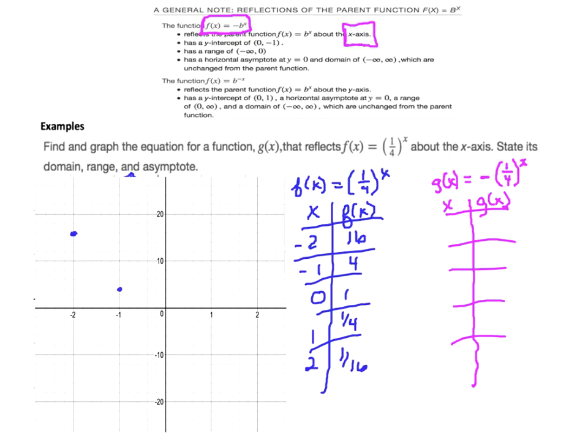-1, 4, 0, 1, 1, 1/4. Oops, that's not 1. 1, 1/4, 2, 1/16. So we have this. Still decreasing.